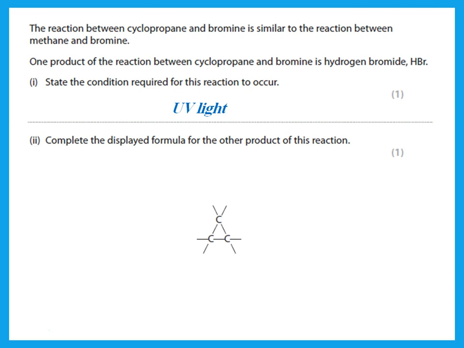Complete the displayed formula for the other product of this reaction. Now, when cyclopropane, which looks something like this, but it has hydrogen, reacts with bromine in presence of UV light, this is just like the normal alkanes. We said this is substitution reaction. What happens? We're going to remove one of the hydrogens, any one of them, and replace it with a Br. So this is the product you get, whether we're talking about cyclic or normal straight chain alkanes.